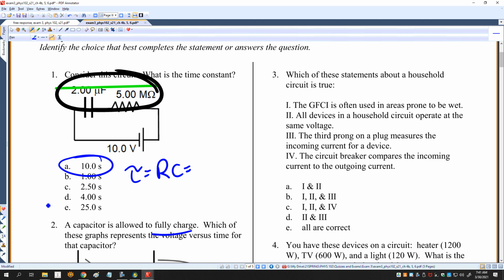Which of these statements about a household circuit is true? The GFCI is used in areas prone to be wet. Yes. Bathroom, kitchens, garages. All devices operate at the same voltage. Yes, they all operate at 120 volts. Third prong measures the incoming current. No, that would be the GFCI does that. And the circuit breaker compares the incoming current to the outgoing current. Okay, no, that's also the GFCI. So only 1 and 2.